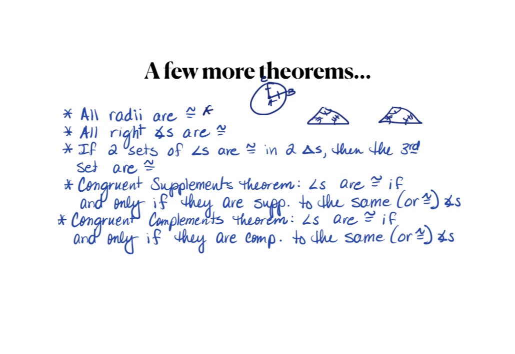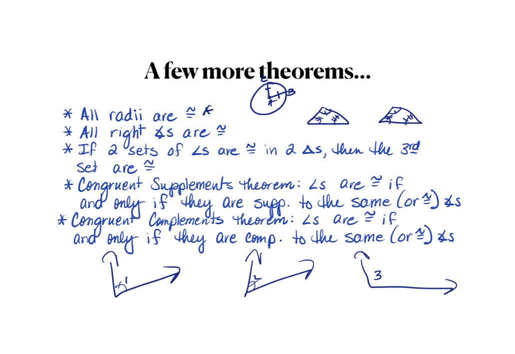And the congruent supplements theorem, we have been using it. If I have two angles that are supplementary to the same angle, if I know 1 is supplementary to 3 and 2 is supplementary to 3, then I know that 1 is congruent to 2. Okay, and it works the same way for complementary. So it has to be true.